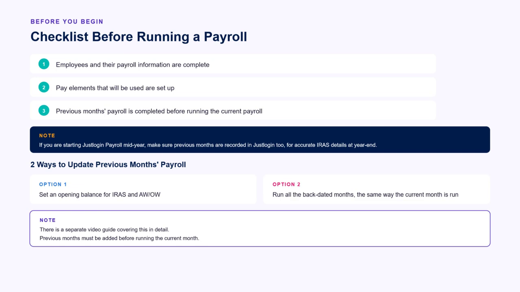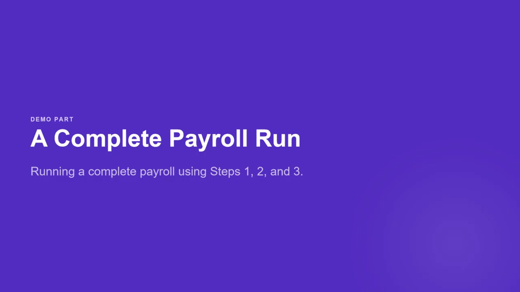Now that we have completed the overview, it's time to see everything in action. In the next section, we'll perform a payroll run together. We'll go through Step 1 administration, Step 2 process pay, and finally Step 3 file generation and reports, so you can see exactly how the entire payroll works from beginning to end. Let's get started.